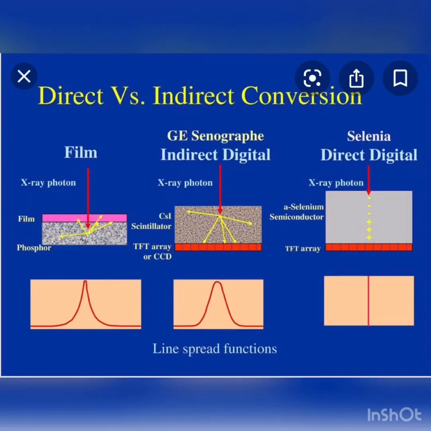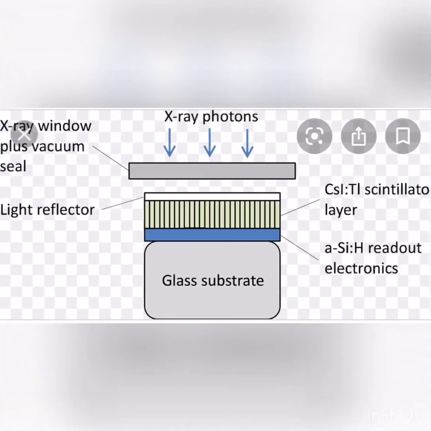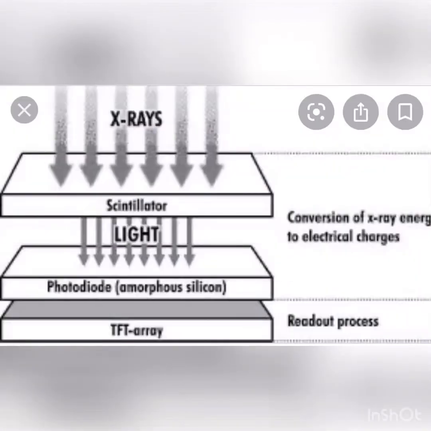In indirect, the first layer is a scintillation layer. Most systems use a thin layer of cesium iodide as a scintillator to capture the image, which is coated on the hydrogenated amorphous silicon as an active matrix array. Some systems do use gadolinium oxysulfide as the scintillator layer. The cesium iodide absorbs X-ray photons and releases light photons.